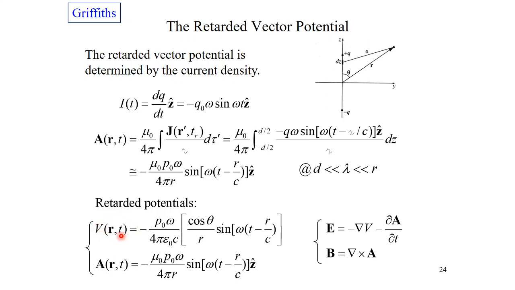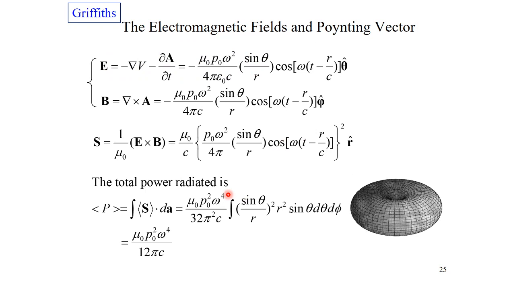This is the retarded scalar potential. And E equals minus gradient of V minus partial A partial t, and B equals curl of A. That's for Griffiths. One more page: the electromagnetic fields and Poynting vectors. Now with the scalar potential and vector potential, we can calculate E. Okay, very easy. And with A, we can calculate B, which is mu 0 p0 omega squared divided by 4 pi c, sine theta over r. Okay, so we have E, we have B, we can calculate the Poynting vector.